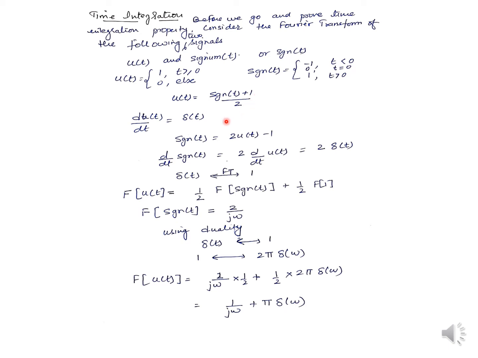Put the value of t less than 0 and you will find that u(t) is equal to (signum(t) + 1) divided by 2. So if you differentiate u(t), you get d/dt of u(t) is equal to the impulse function. We know that. So signum(t), if you rearrange it, is equal to 2u(t) minus 1. If you differentiate the signum function, you get 2 d/dt of u(t), or you can say 2 delta(t).